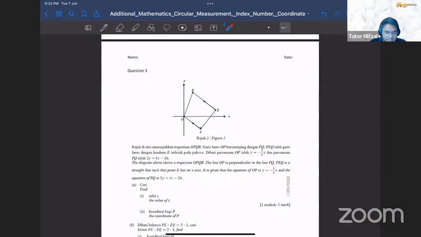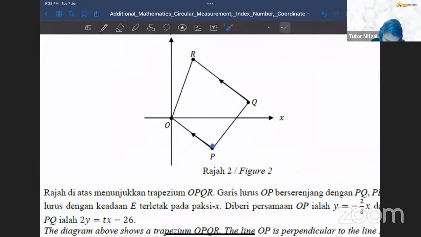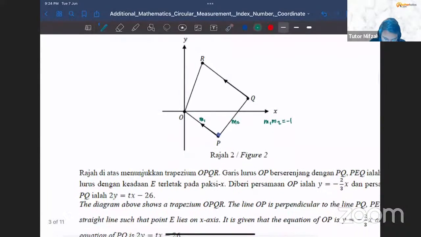Okay, pay attention, yeah. The diagram above shows a trapezium OPQR, and the line OP is perpendicular to the line PQ. So we know that this is 90 degrees to one another. When something is 90 degrees with one another, we can say that this gradient and this gradient are related by M1 M2 equivalent to -1. So that's one thing that you know.